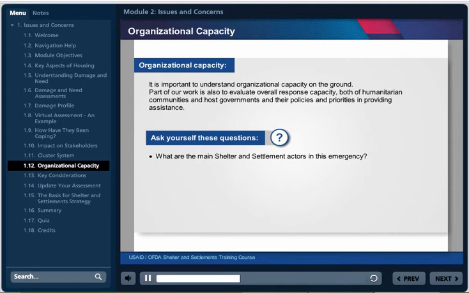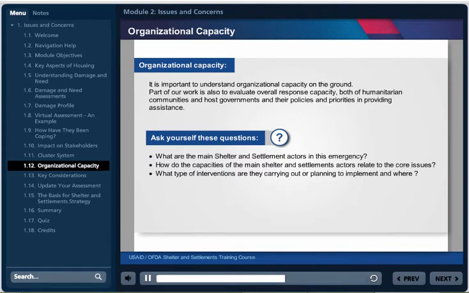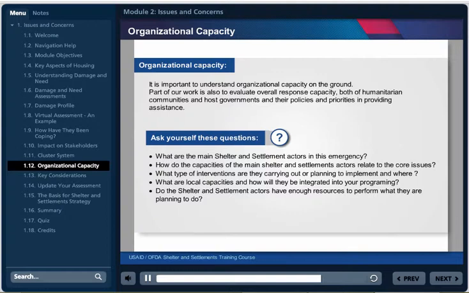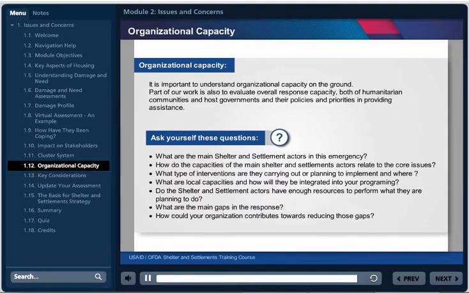What are the main shelter and settlement actors in this emergency? How do the capacities of the main shelter and settlement actors relate to the core issues? What types of interventions are they carrying out or planning to implement, and where? What are local capacities, and how will they be integrated into your programming? Do the shelter and settlement actors have enough resources to perform what they are planning to do? What are the main gaps in the response? How could your organization contribute towards reducing those gaps?